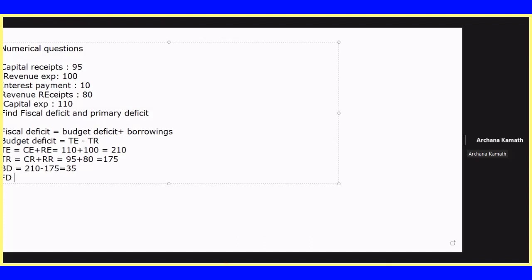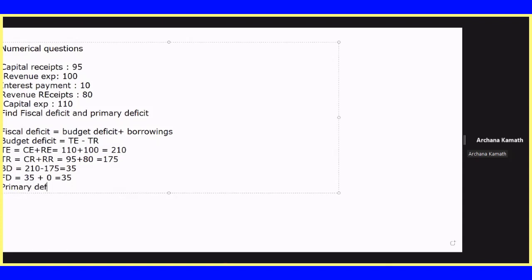Fiscal deficit, I said, is budget deficit plus borrowings. Here they have not mentioned anything about borrowings, so we'll take borrowings and other liabilities of the government as zero, as nothing has been mentioned about the same. So 35 plus 0. Budget deficit and fiscal deficit are going to remain the same in this context, at 35.